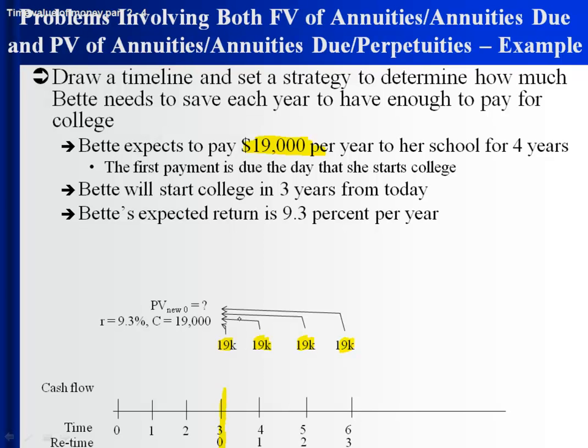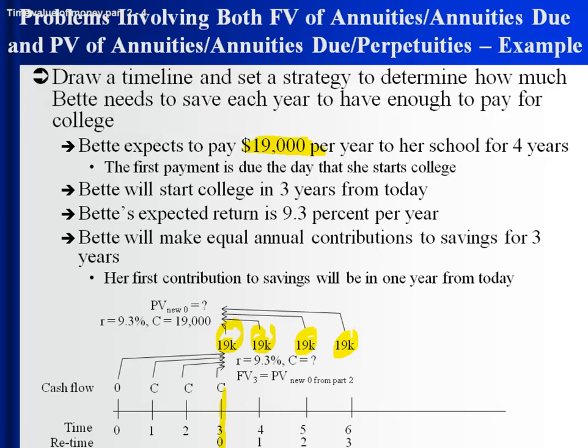So right when she starts college, she'll pay 19, 19, 19, and 19. She'll make equal annual contributions for 3 years, starting in 1 year. So she'll save, she'll save, she'll save. Then in 3 years, she'll need to have enough money to be able to pay 19 right away, 19 in a year, 19 in 2 years, and 19 in 3 years. So that lays out what's going on.